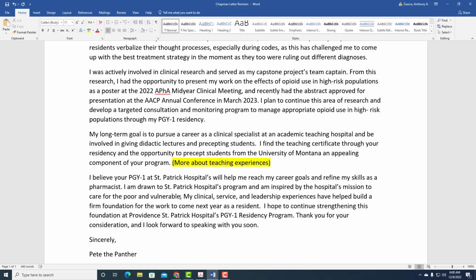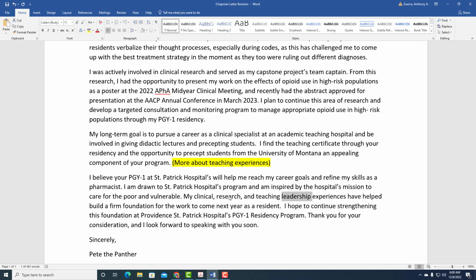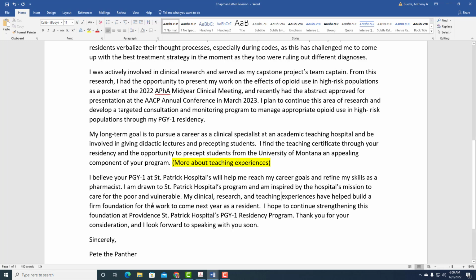to go there. My clinical service and leadership experiences, well, that's not what you talked about. You talked about my clinical research and your teaching experiences. Okay, have helped build a firm foundation for the work to come next year as a resident. These are my words exactly. They just took them from me.